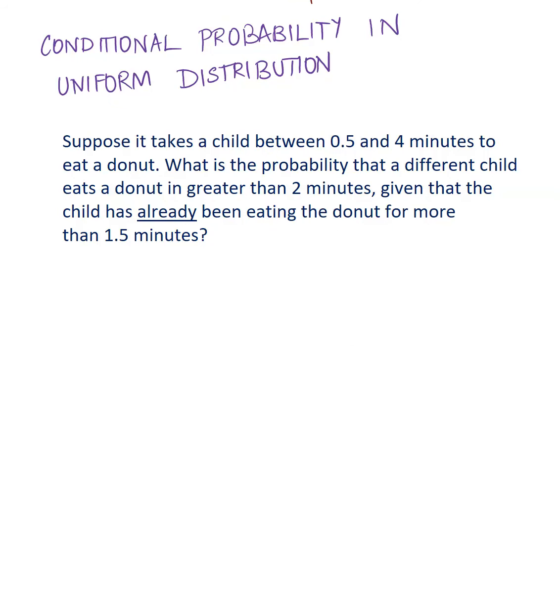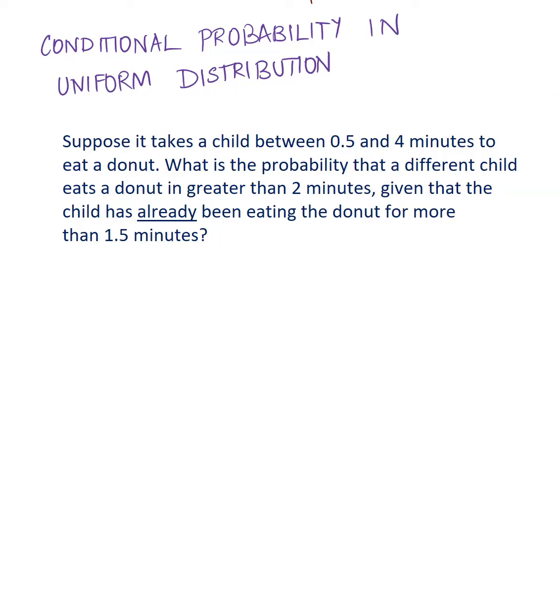Now, in uniform distribution, we have a condition where there will be a conditional probability. In such situations, how do we handle it? If you recall, conditional probability means that something already happened, and based on that condition, you will find the new probability. So the familiar terminology we used was given that something had already occurred, right? So if that was the case, how do we set up our problem?